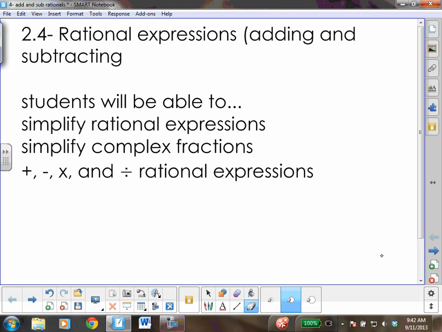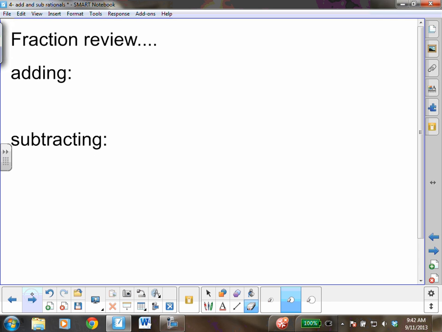Class, today we're going to be studying rational expressions when we add and subtract them. We are going to be able to simplify rational expressions, simplify complex fractions, and add, subtract, multiply, and divide rational expressions. Before we can do anything with rational expressions, we first need to review how to add and subtract them.